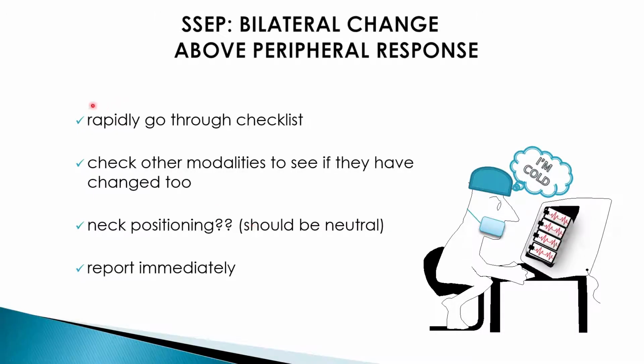We rapidly went through the checklist. We checked other modalities to see if they have changed as well. One thing we might want to do is check with anesthesia and make sure the patient's neck is positioned neutrally. If the head is cocked back too far, you can see changes, most of the time bilaterally, but sometimes unilateral, above that peripheral response. You want to report this immediately, as this could be a surgical change as well.